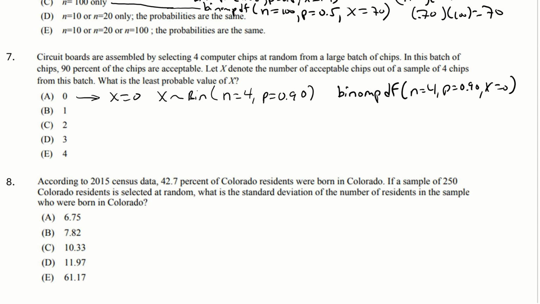So, binomial PDF, n equals 4, p equals 0.90, x equals 1, and so on and so forth. And get those values for your notes. And then test each of them out. The one that's the smallest probability, that's the one that they're looking for. It turns out that the smallest probability is going to be A. If you think about it, that makes sense because 90% of them are acceptable. So having no chips that are acceptable should be the least likely option.